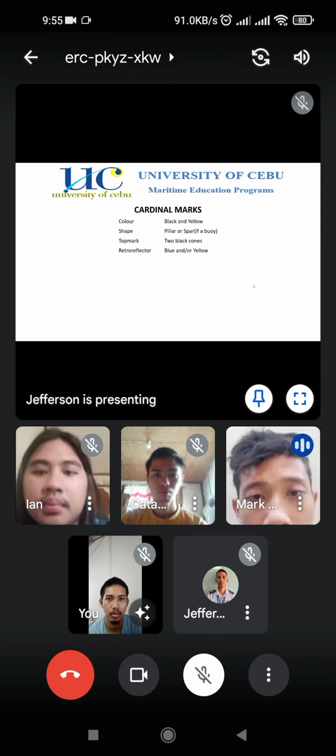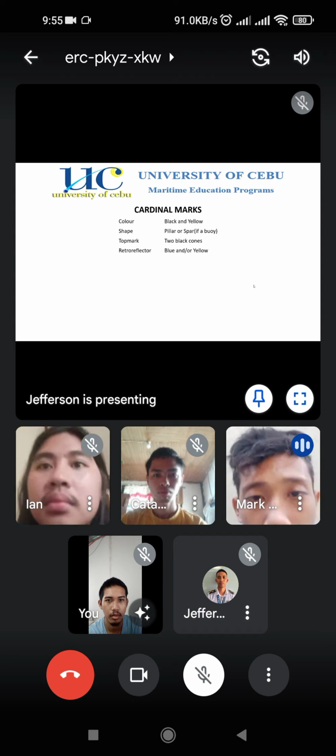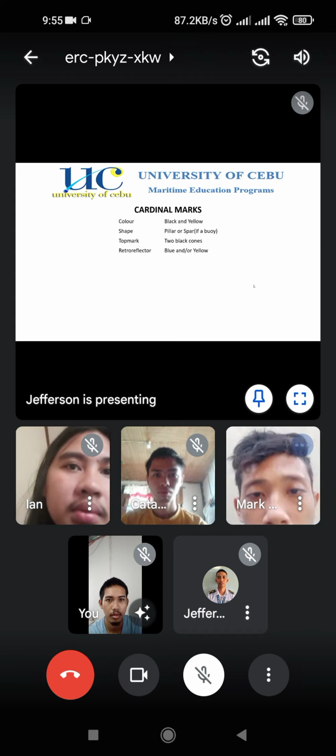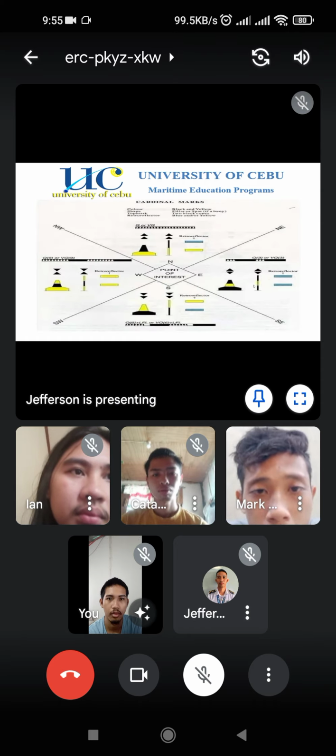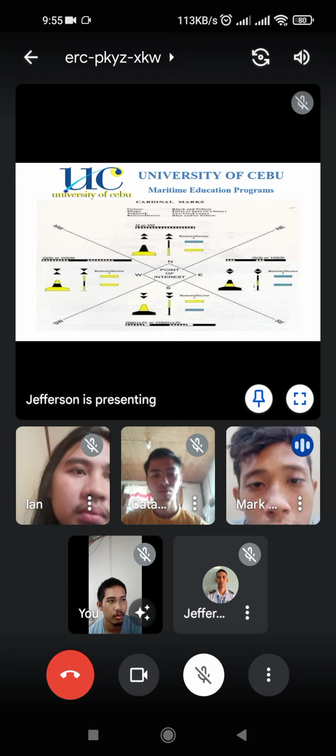So, cardinal marks. Color: black and yellow. Shape: pillar or spar if a buoy. Top mark: two black cones. Reflector: yellow and or blue. So, this is a sample of cardinal marks in the north, south, east, and west.